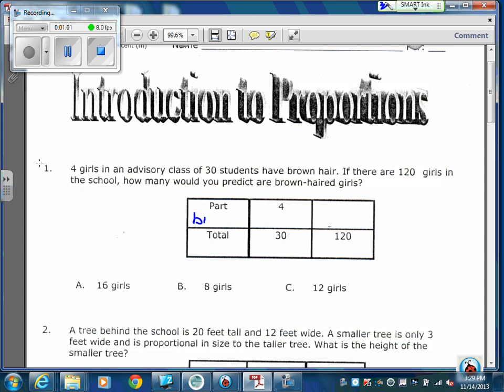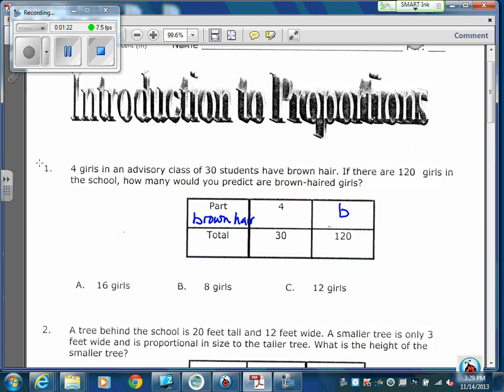Brown hair out of the total. If there are 120 girls in the entire school, so there's another total, how could you predict how many are brown haired? Well, we're looking right here at how many have brown hair in the entire school. So what we do is set up our proportion box.